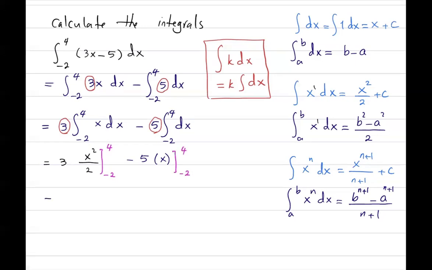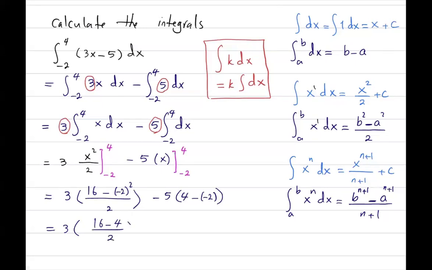So this becomes 3 times, you get 16 minus -2 to power 2 divided by 2, minus 5, substitute 4 minus -2, which goes in parentheses. Remember that you have a minus sign in between these, and whatever that number is, that negative sign might affect that value as well. So this becomes 3 times 16 minus 4 divided by 2 minus 5 times 4 plus 2.